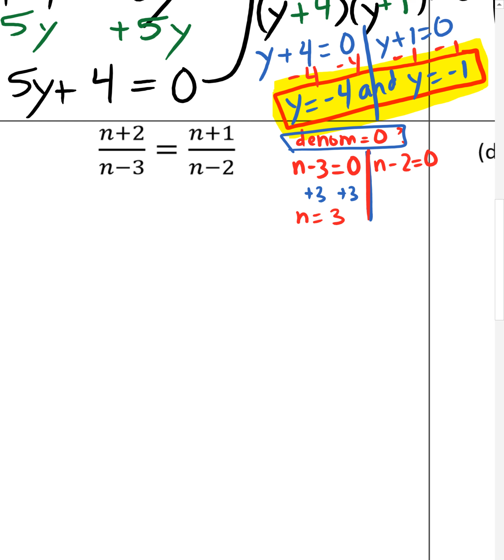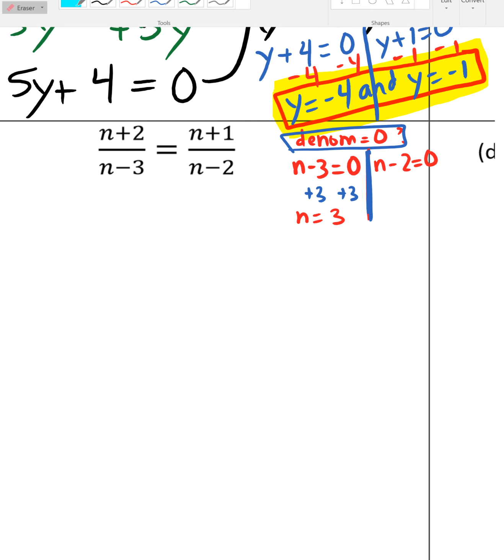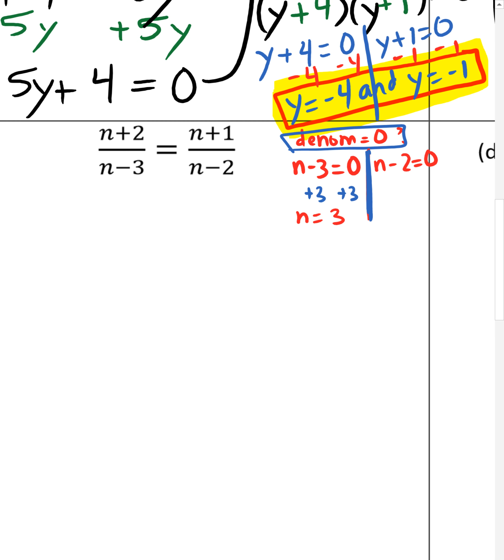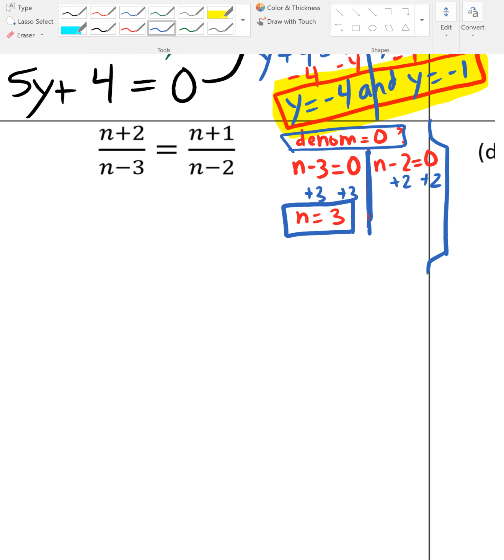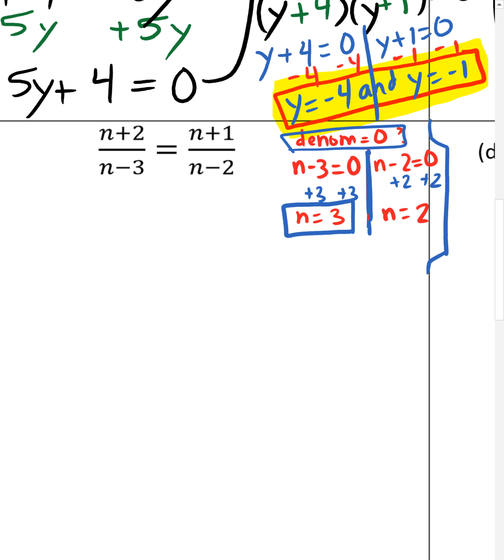That would be a bad value, and that makes sense too. If you put 3 here for n, 3 minus 3 is 0. That's bad. So when I'm finally done with this problem, I better make sure that 3 is not a solution. If it is, I'm throwing it out, and either I have no solution or I only have the other one. If I solve the second one, n minus 2 equals 0, I'll add 2 to the other side. So n equals 2 is the other one. I have to try to remember that. It's easy to forget at the very end that you want to check.